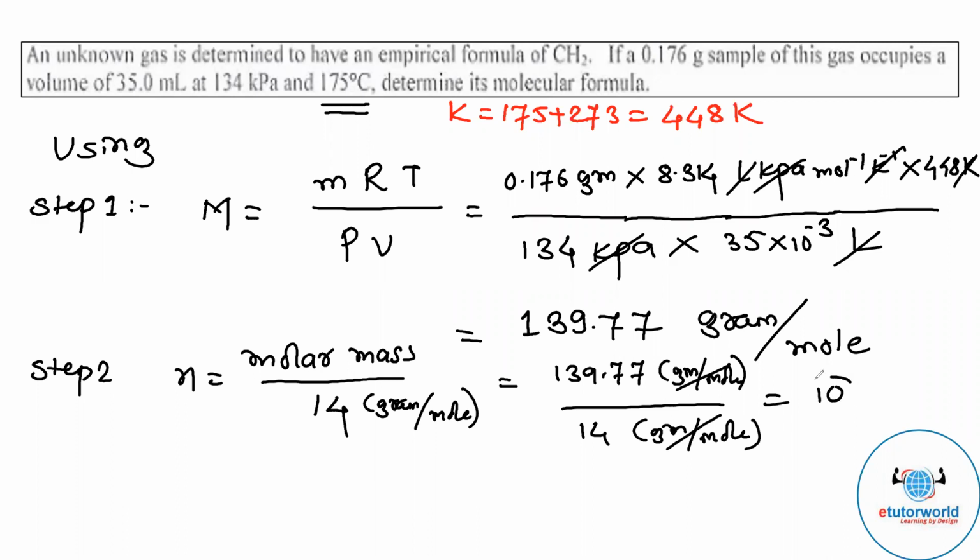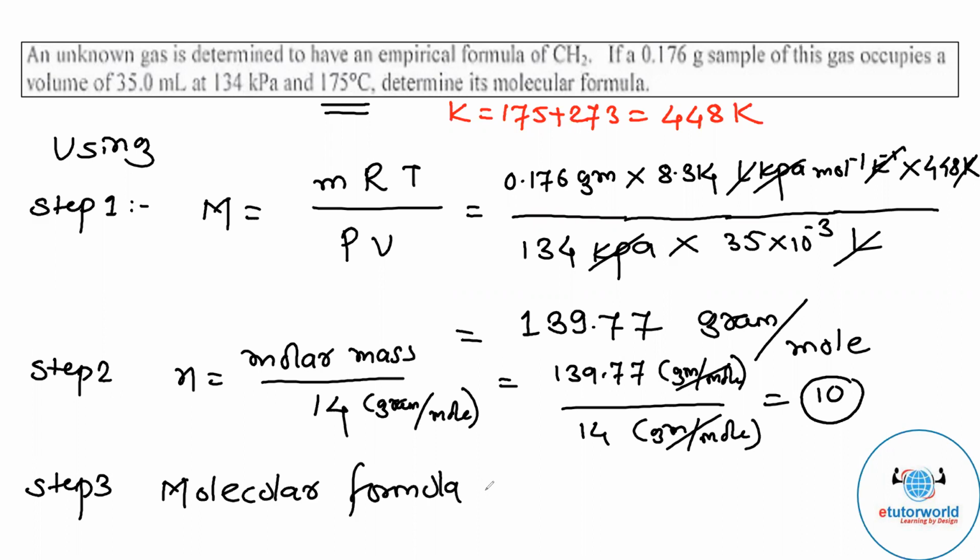We are going to take the whole number. We will round it up to the nearby whole number. Why? Because we want to multiply it with the empirical formula. Now the last step, step 3. Step 3 will be our answer. Molecular formula is equal to n multiplied by empirical formula. So that is nothing but 10 multiplied by CH2.